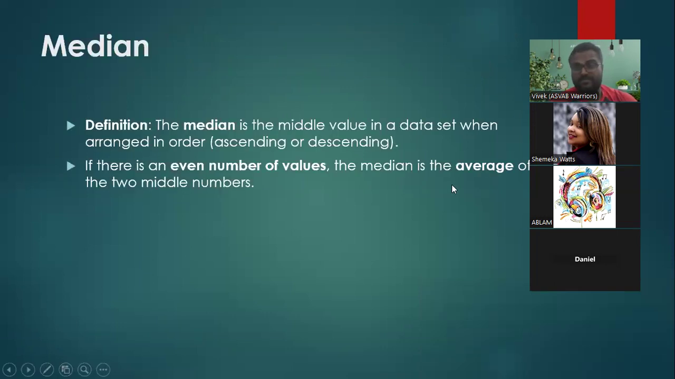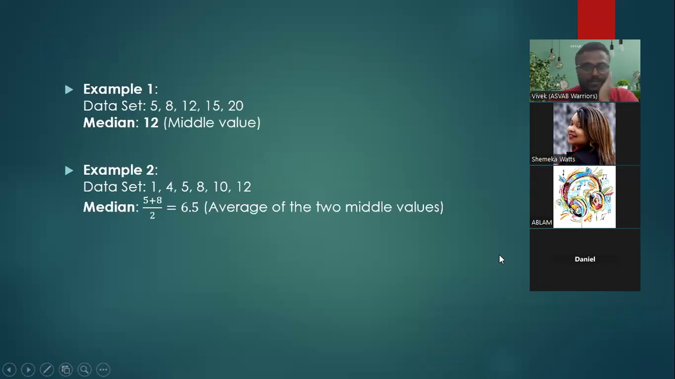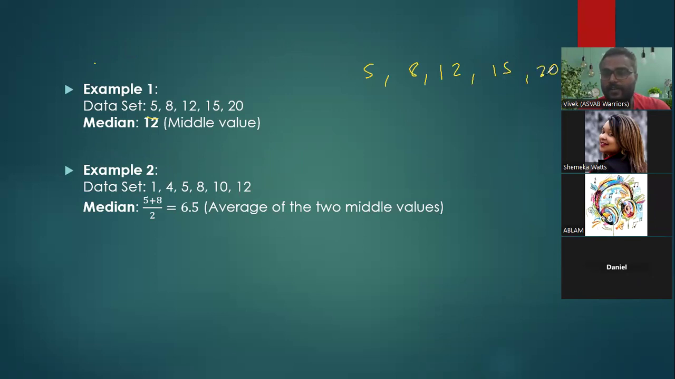Now, median. It is also very easy. So median, basically, we need to find the middle value. You can either arrange it ascending or descending. And if there are an even number of values, you need to take the average of the middle two numbers. I'll explain it to you with an example. So let's say the dataset values are 5, 8, 12, 15, and 20.